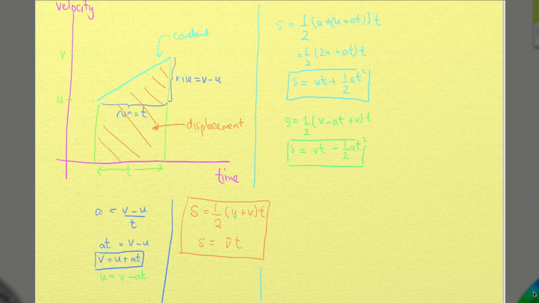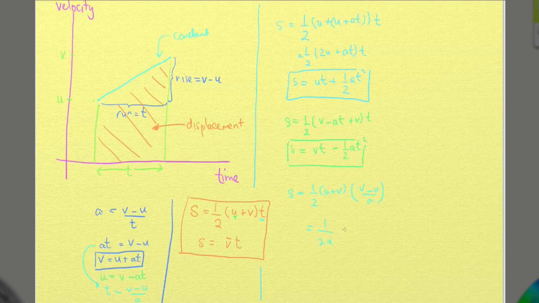And finally, to get the last equation, I'm going to rearrange this. So from here, you should be able to see that I'm going to get rid of time. So time is going to be v minus u over a. So I'm going to replace the time here with v minus u over a. So let's do that. S is half u plus v, and then v minus u over a. So I have 2 and I have a at the bottom.